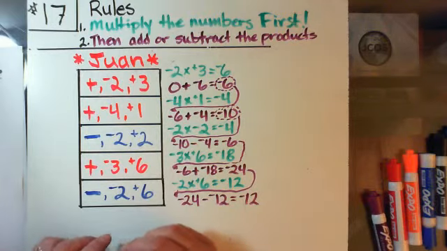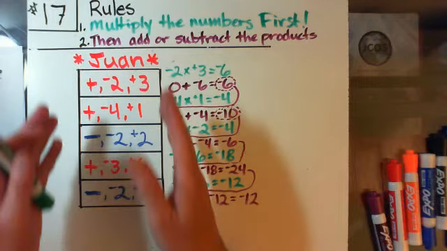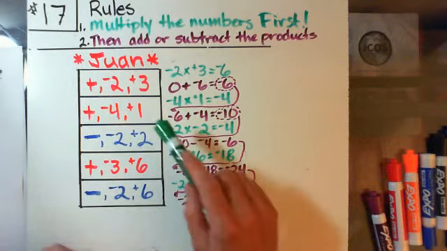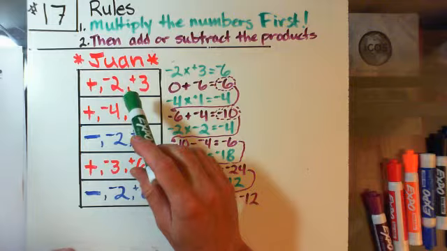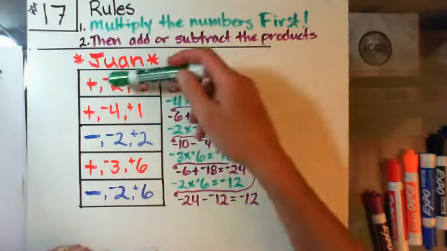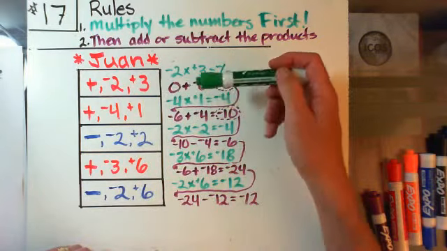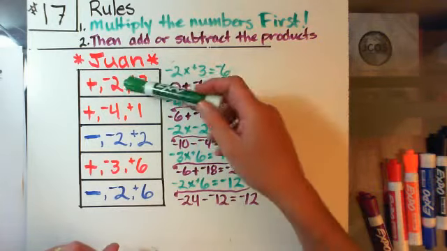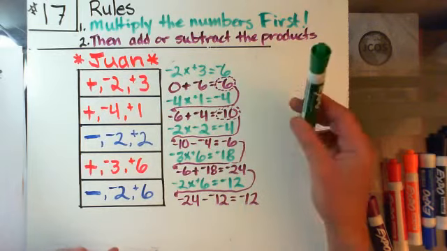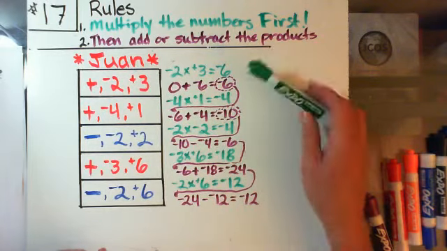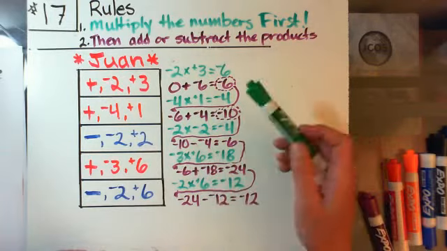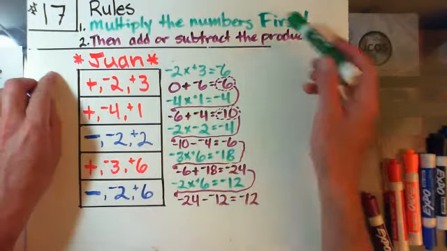And here's Juan's scores that he got, and the idea is to multiply the 2 number dice and then add or subtract the products you get from their multiplication. So I've illustrated how you do that with Juan. I'll walk you through it here. So we're going to follow our rules.